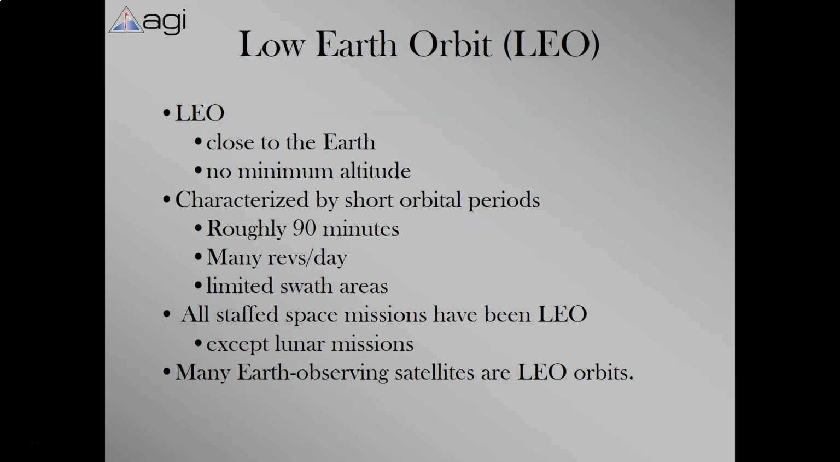LEO orbits are relatively close to the Earth, typically only several hundred kilometers, with no minimum altitude. LEO orbits are characterized by short orbital periods that are roughly 90 minutes in length. They have multiple revolutions per day, and swath areas, that's the area a satellite can see, is very limited. All staffed missions into space, with the exception of the lunar missions, have been LEOs. Many Earth-observing satellites have LEO orbits. These are the satellites designed to look back at Earth and observe it.